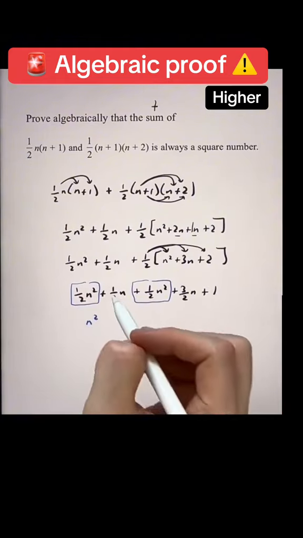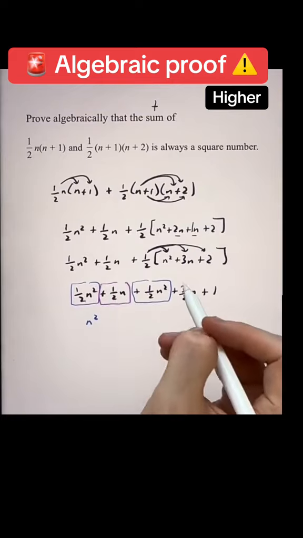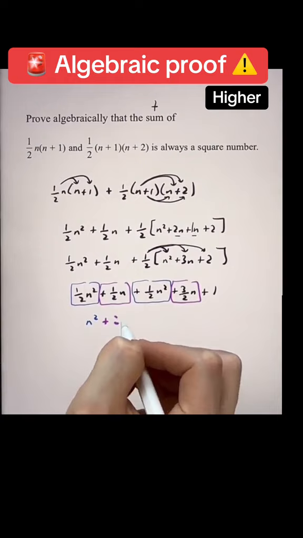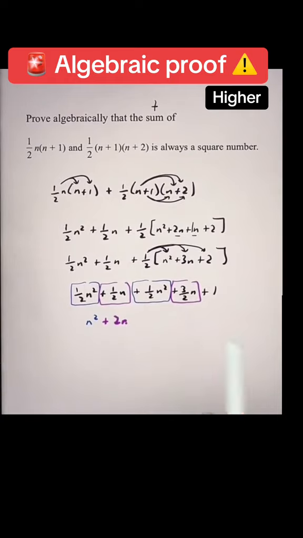Collecting my single letters of n. Here I've got a half n plus 3 over 2n. They're like terms, they both end in n. Well, a half plus 3 over 2 will simplify to give us 2 lots of n. And I've still got my number term, in this case, plus 1.